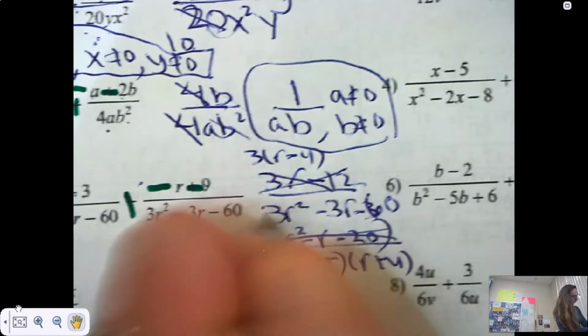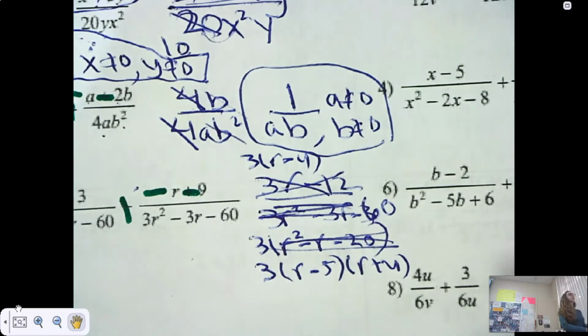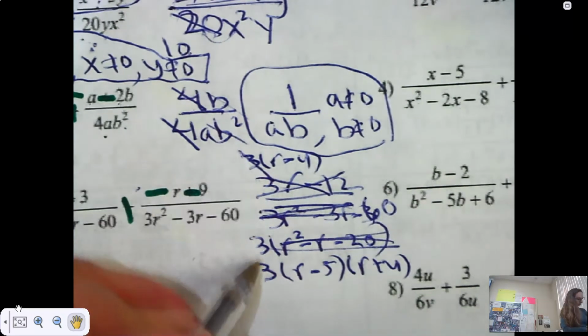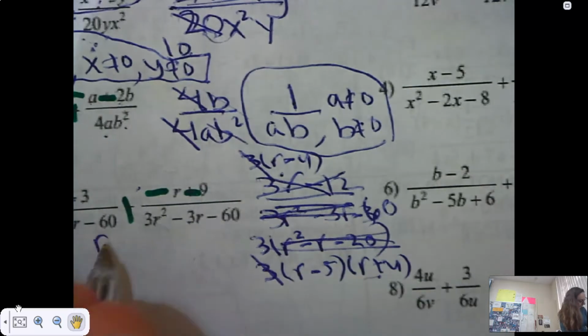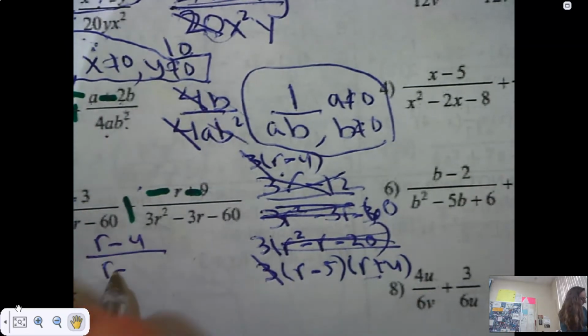Now I cross things off and cross things off. And I look to see, is there anything the same? Yes. 3 on top, 3 on bottom. That's our -4, that's our +4. Those are not the same thing. I cannot cross it off.